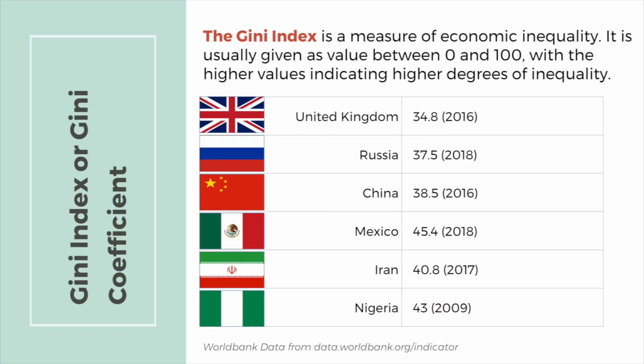The Gini Coefficient measures how equally or unequally the wealth of a population is distributed. It is a statistic that is given as a value between 0 and 100, where 0 indicates a population that is perfectly equal in terms of wealth, and 100 indicates a population that is perfectly unequal.